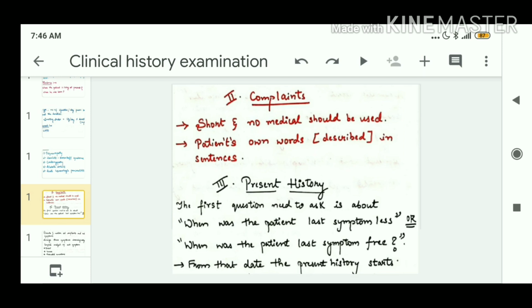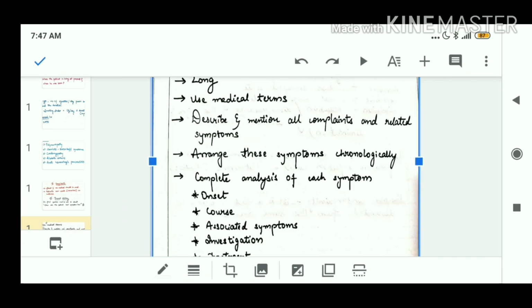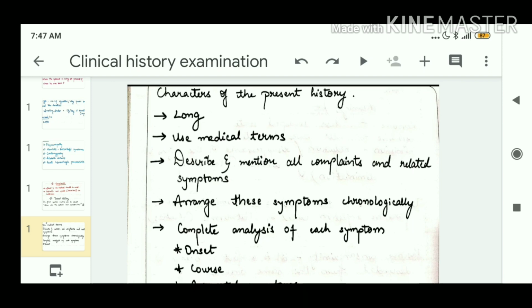Next to the complaints, you should take the present history. The first question to ask is when the patient was last symptomless, or last symptom free. From that day, the present history starts. So what are the characters of the present history? It should be long. It should be described at length. Here you can use the medical terms and mention all the complaints and related symptoms.